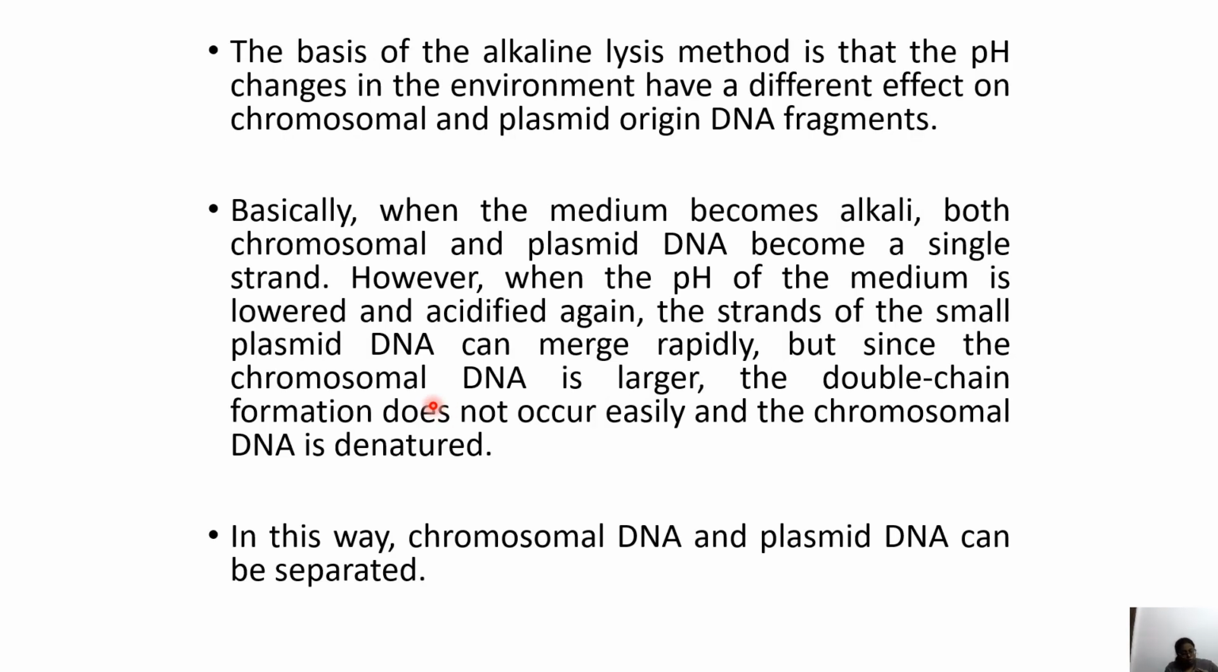The basis of the alkaline lysis method is that pH changes in the environment have a different effect on chromosomal and plasmid DNA fragments. When the medium becomes alkaline, both chromosomal and plasmid DNA become single-stranded. However, when the pH of the medium is lowered and acidified again, the strands of the small plasmid DNA can merge rapidly, but since the chromosomal DNA is larger, double-strand formation does not occur easily and the chromosomal DNA remains denatured. In this way, chromosomal DNA and plasmid DNA can be separated.